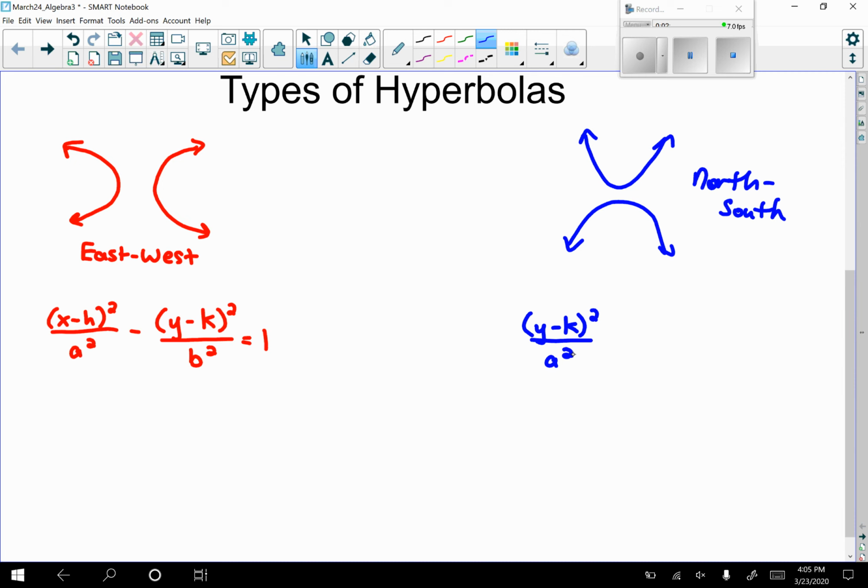It's still over a squared. So I emphasize again, a squared and b squared, we're not considering which one's larger. They stay in the same place. So a squared will always be the first denominator, but it's the numerators that are now changing. And then that's going to equal a 1.